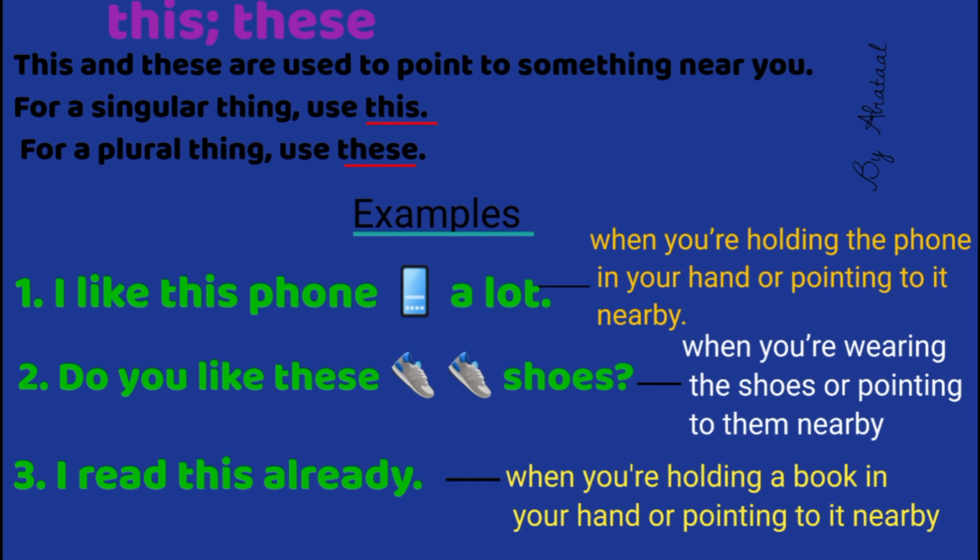For example, you can say, I like this phone a lot. One phone. And you only say this when you are holding the phone in your hand or pointing to it nearby. Another example, do you like these shoes? Shoes are many. You only say this when you are wearing these shoes or pointing to them nearby.